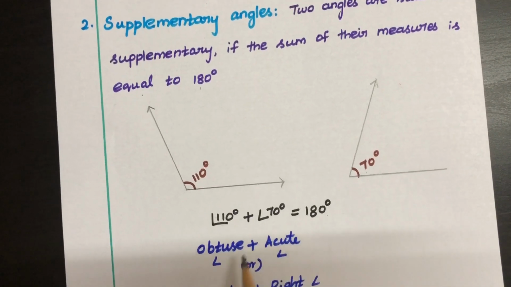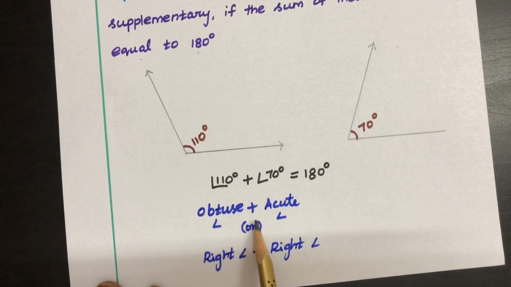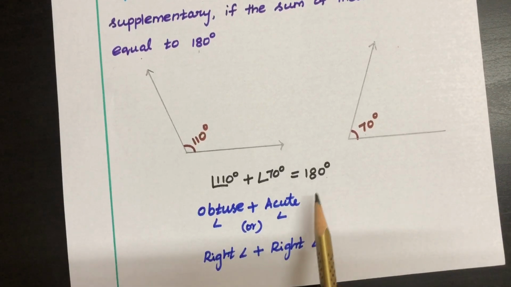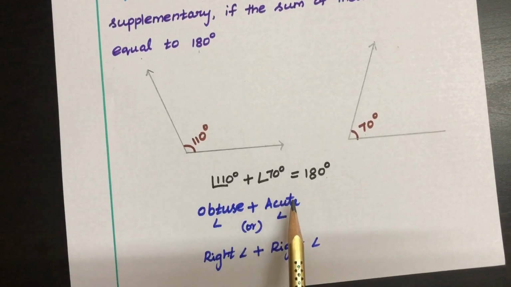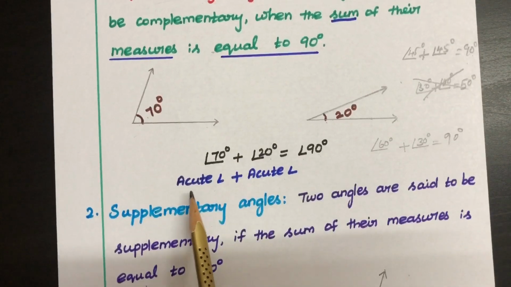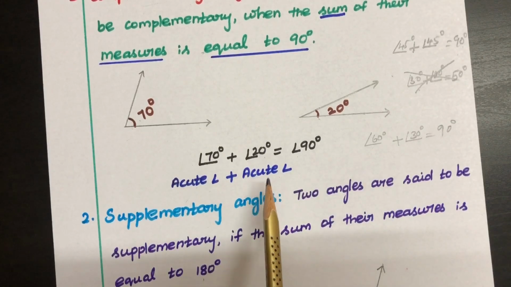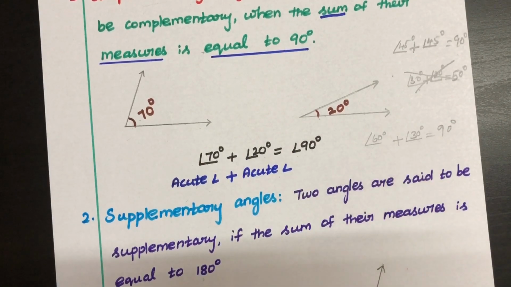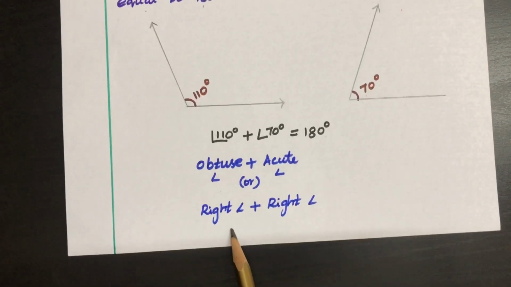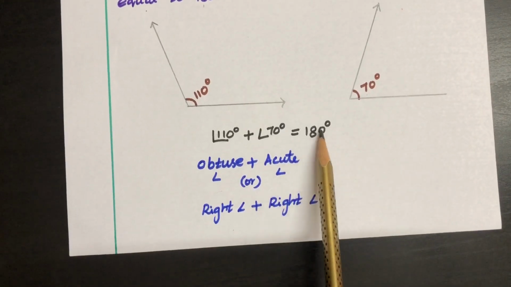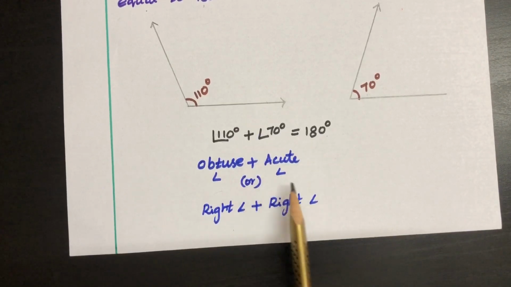Here you need to see one thing. Obtuse angle and acute angle will give you 180 degree always. One obtuse angle and one acute angle. We need two acute angles which will give you 90 degree. Here one acute and one obtuse angle. Even right angle plus right angle will give you 180 degree. So these are all supplementary angle.